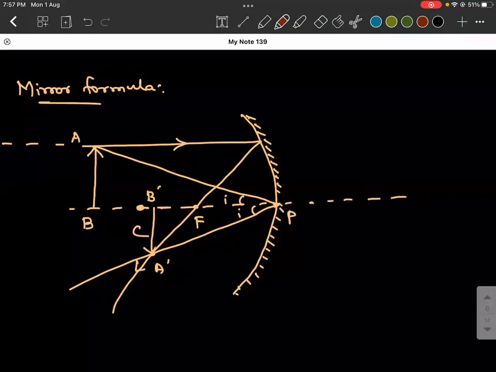Why did I say real image? Because with respect to a mirror, if the object and image are on the same side, it's a real image. And another important point I told you, real images are always inverted. Observe.